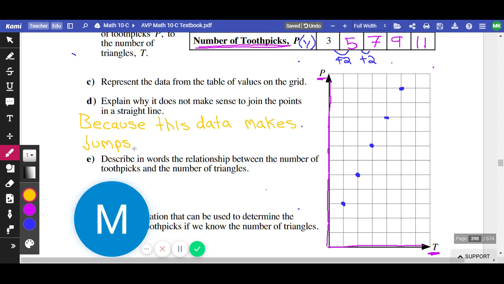It's not a perfect mathematical terminology, but it makes sense when we talk about it. The data jumps. I jump from 1 triangle to 2 triangles. I don't have 1.1 triangles or 1.3 triangles. I jump to the next thing. Right? I don't gradually grow. So I'll probably use that terminology just because it's an easy term for us to use. I'll say jumps, or there's gaps in the data.